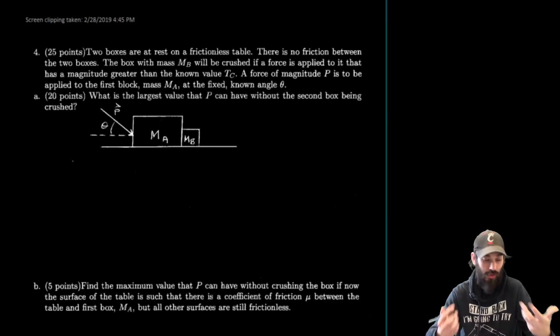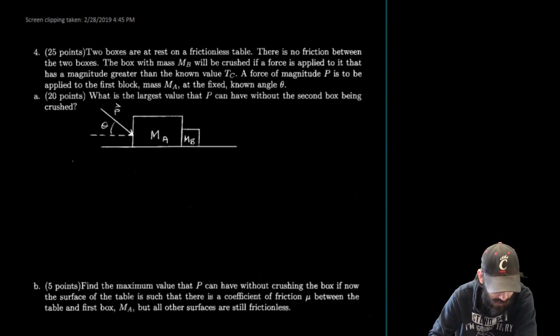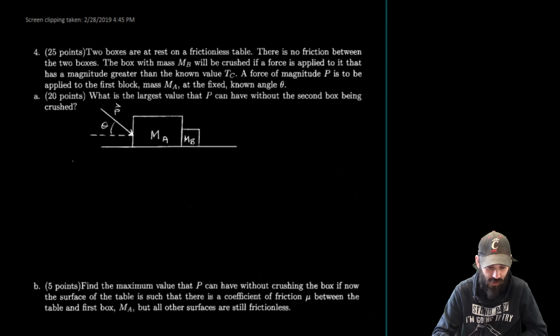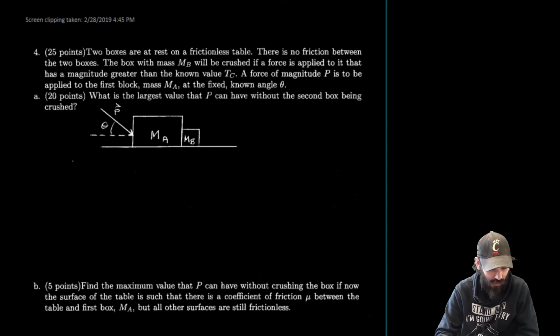So in question number 2, we have these two blocks that are up against each other. So this says 2 boxes are at rest on a frictionless table. There is no friction between the 2 boxes. The box with mass MB will be crushed if a force is applied to it that has a magnitude greater than the known value TC. A force of magnitude P is applied to the first block, mass MA, at a fixed angle of theta. What is the largest value that P can have without the second box being crushed?